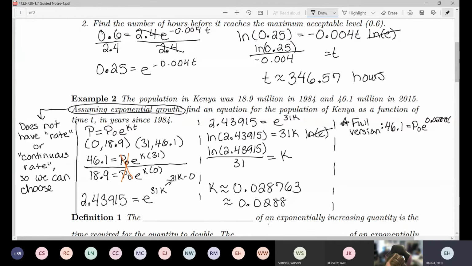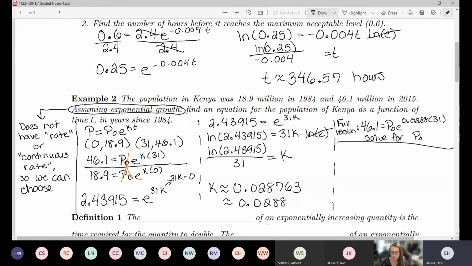Oh no, I ran out of space. Hold on, I gotta rewrite that. Cool. So 46.1 equals p naught. You plug in the k value you just found and solve for p naught. So if you don't have the shortcut we're about to use in 1 second, that's how you would go about solving for p naught.